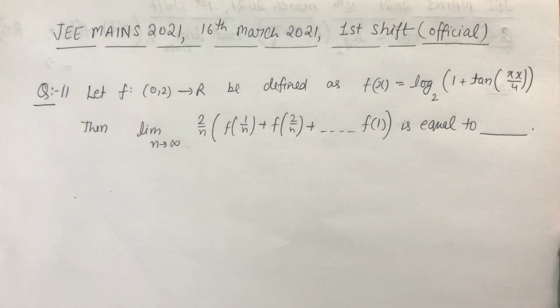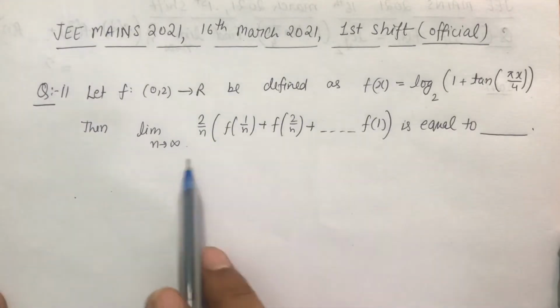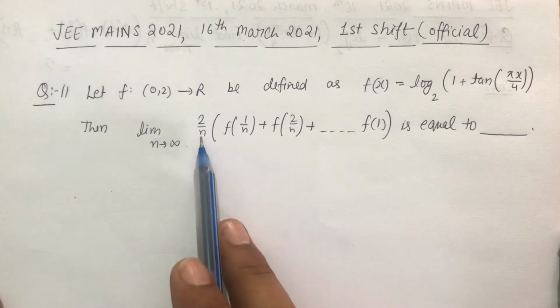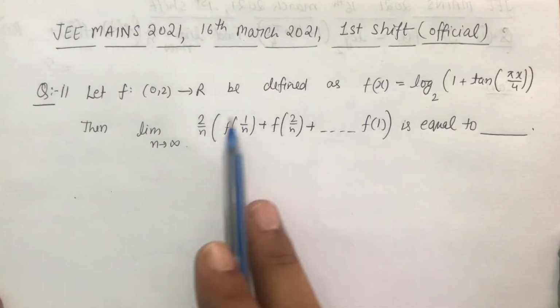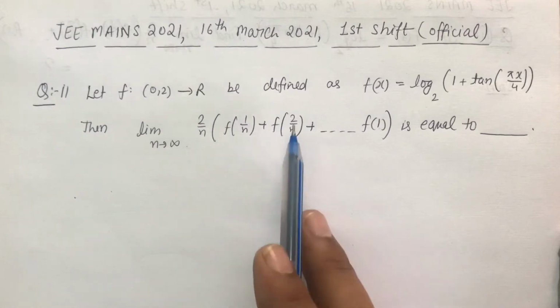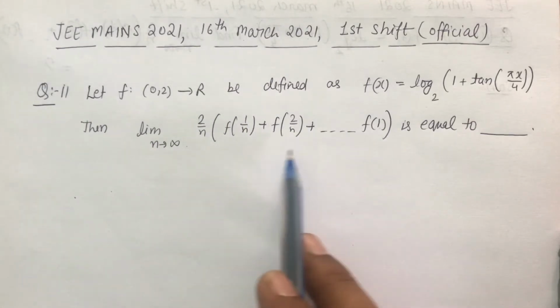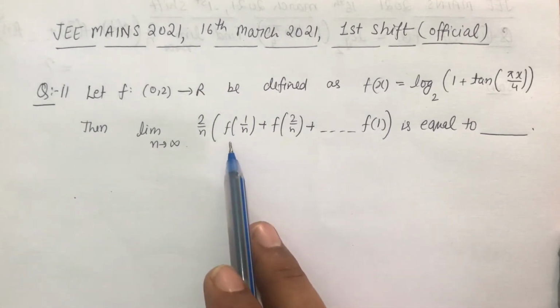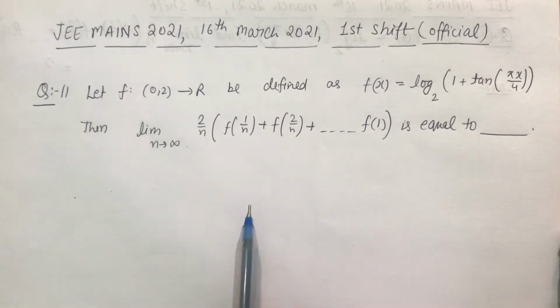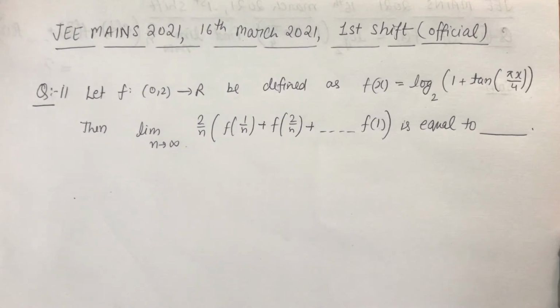So this is not a limit problem. This is a definite integrals problem. So whenever the limit is written as n tends to infinity and something upon n is there, and inside the function this is a function of 1 by n, 2 by n, 3 by n, or in general we want to say, then you can say it is a function of r by n. So what we do to solve this limit, we convert this limit into definite integral form.